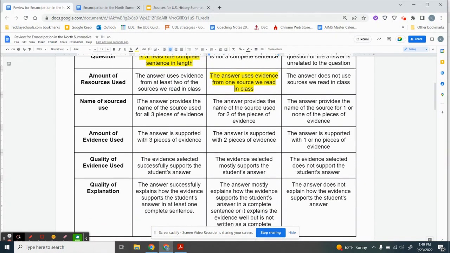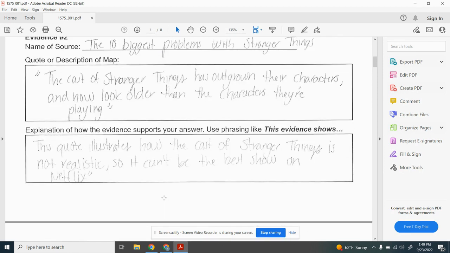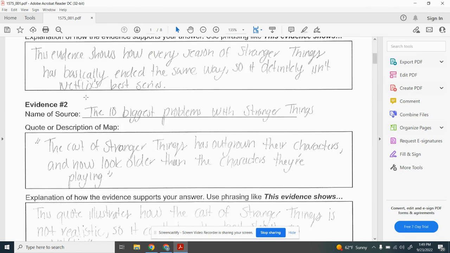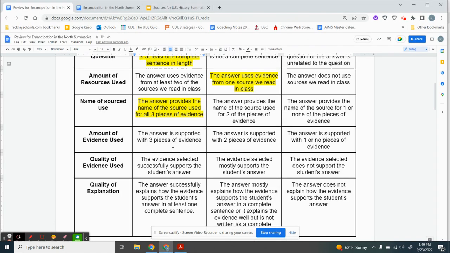But did they provide the name of the source all 3 times? You betcha they did. So we're going to give them credit for that. That is a 4. Did they give us 3 pieces of evidence? Certainly looked like it. Let's see, I've got a quote here from the source. I've got a quote here from the source. And I've got a quote here from the source. Yep, I've got 3 pieces of evidence.